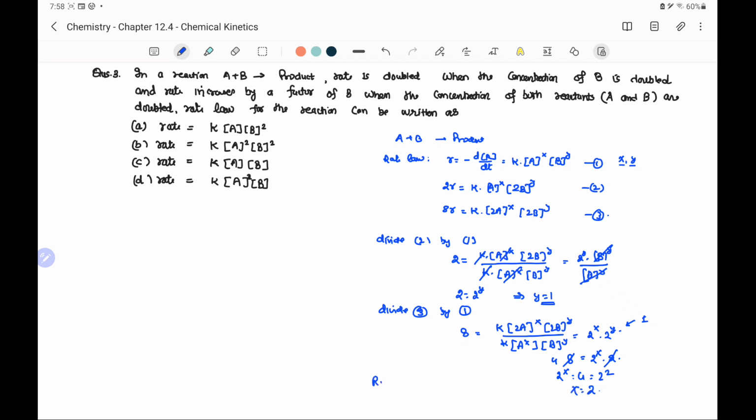So the rate law will be R equal to K into concentration of A raised to the power x, and x is 2, so it's 2. And concentration of B, y is 1, so it is 1. Hence the option D is the correct option.